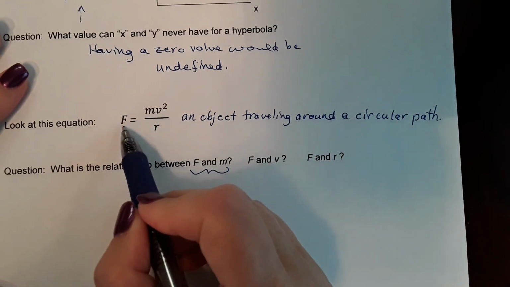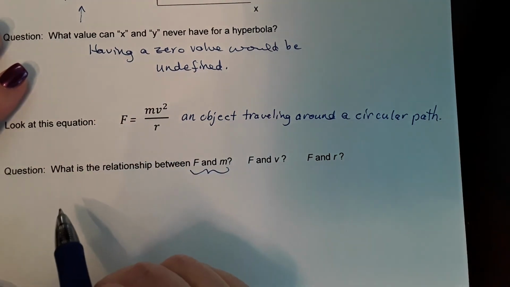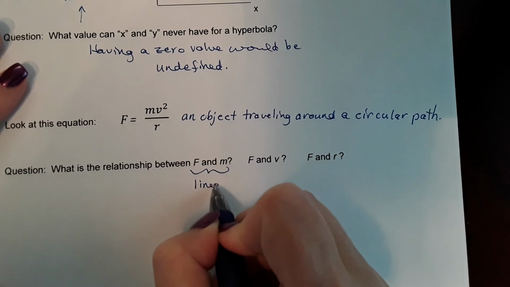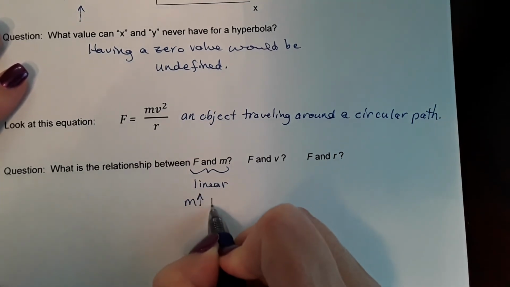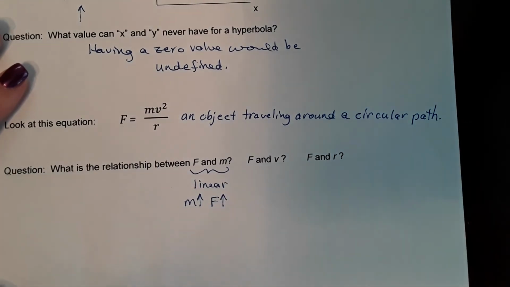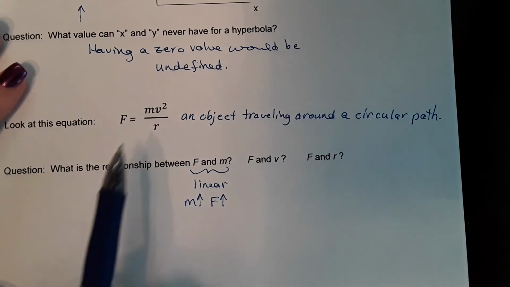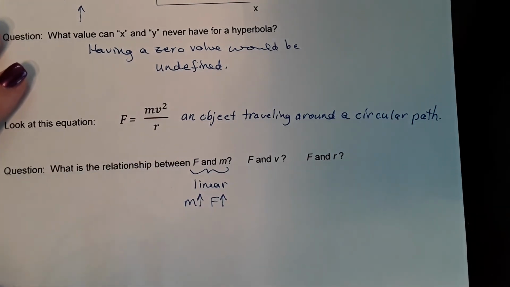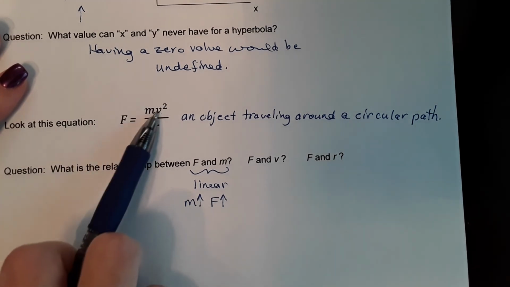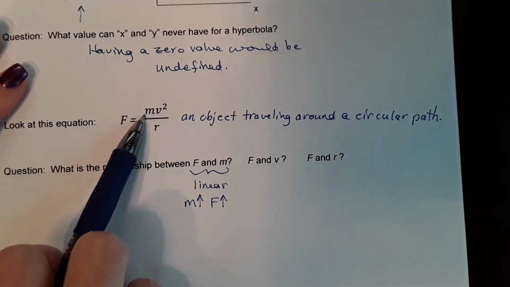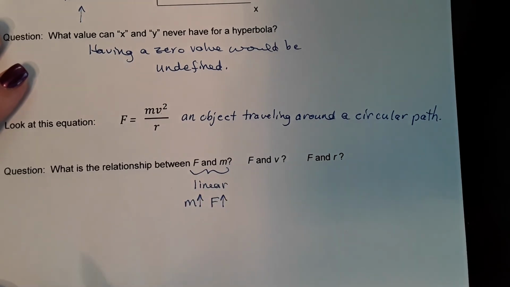Well, notice both are in the numerator, but neither one is squared, so that is a linear relationship. So that means as the mass gets bigger, the force has to get proportionately bigger. If I double the mass, I double the force. And notice that's keeping the speed and the radius constant, because you can only change one independent variable at a time to see how it affects the dependent variable. So keeping these two constant, but changing the mass, we get a linear relationship.